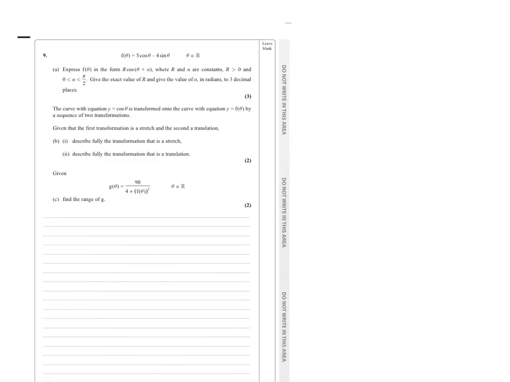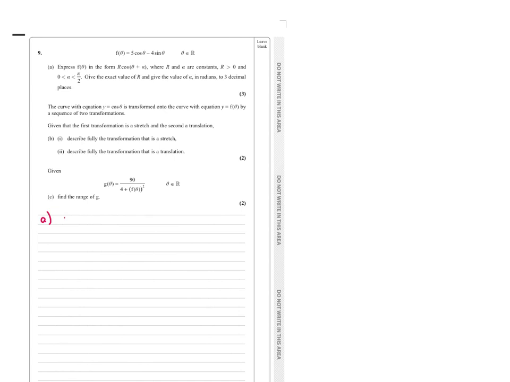Okay, question 9. So, f of theta equals 5 cos theta minus 4 sin theta. Express f of theta in the form r cos(theta plus alpha), where r and alpha are constants. R is greater than 0 and alpha is between 0 and pi over 2. Give the exact value of r and give a value of alpha in radians to 3 decimal places. So for part A, we want to express it in the form r cos(theta plus alpha).